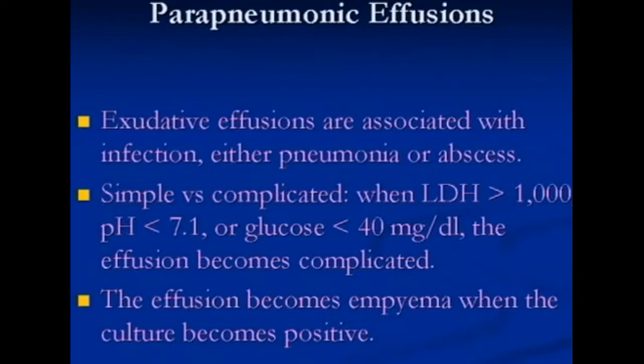Now, let's talk about the evolution of empyema. Well, parapneumonic effusions are effusions associated with infection, be it pneumonia or abscess. They can be simple or complicated. They become complicated when the LDH becomes greater than 1,000, the pH is less than 7.1, or the glucose drops to lower than 40. That's because the bugs are growing in the pleural space. The effusion becomes an empyema by definition when the culture is positive.